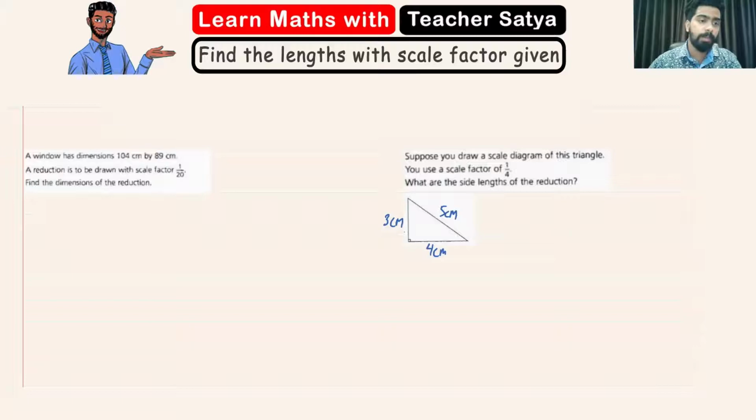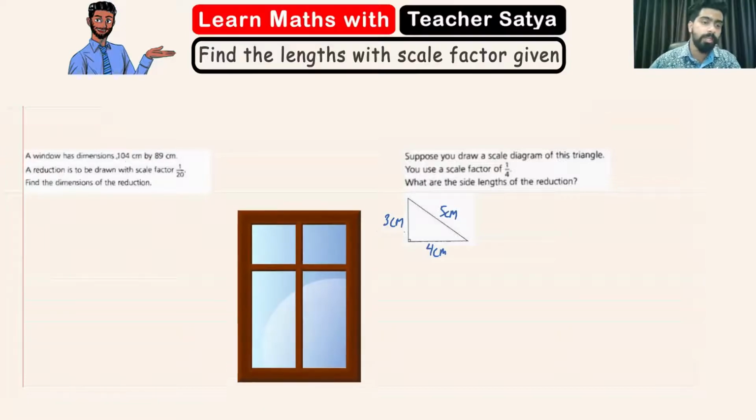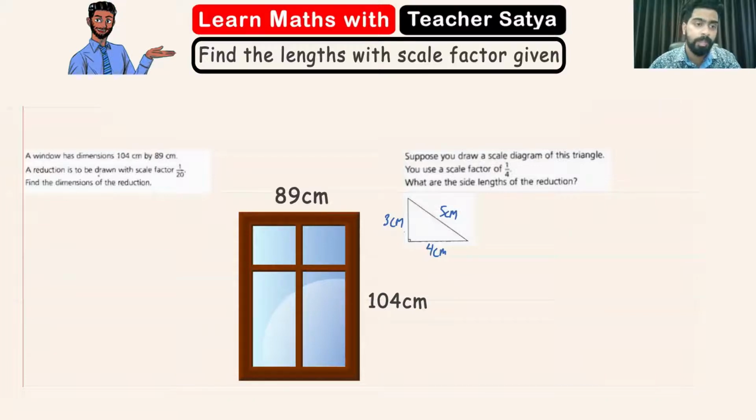Alright, in question number 1, we have a window with dimensions 104 cm by 89 cm and the scale factor is 1/20. Alright guys, so let's write down the length. The length is 104 cm and the width is 89 cm, right guys? Now the scale factor in this question, which I would like to call SF, is equal to 1/20, right guys?